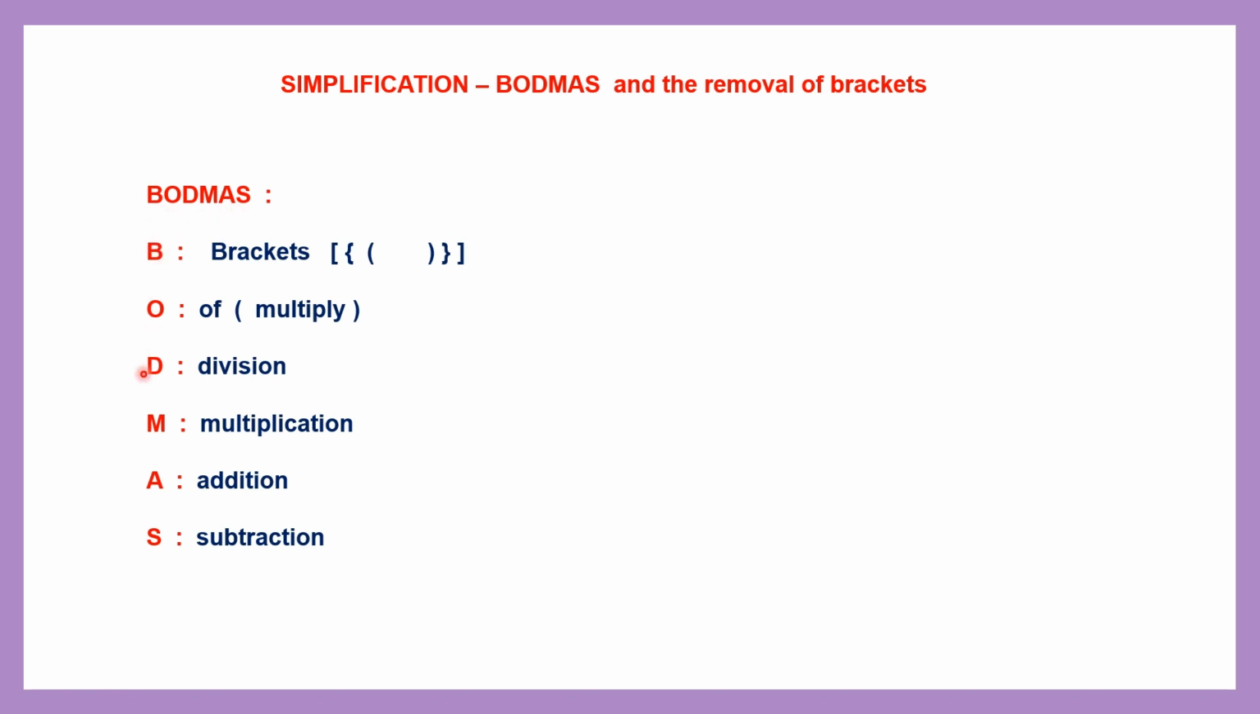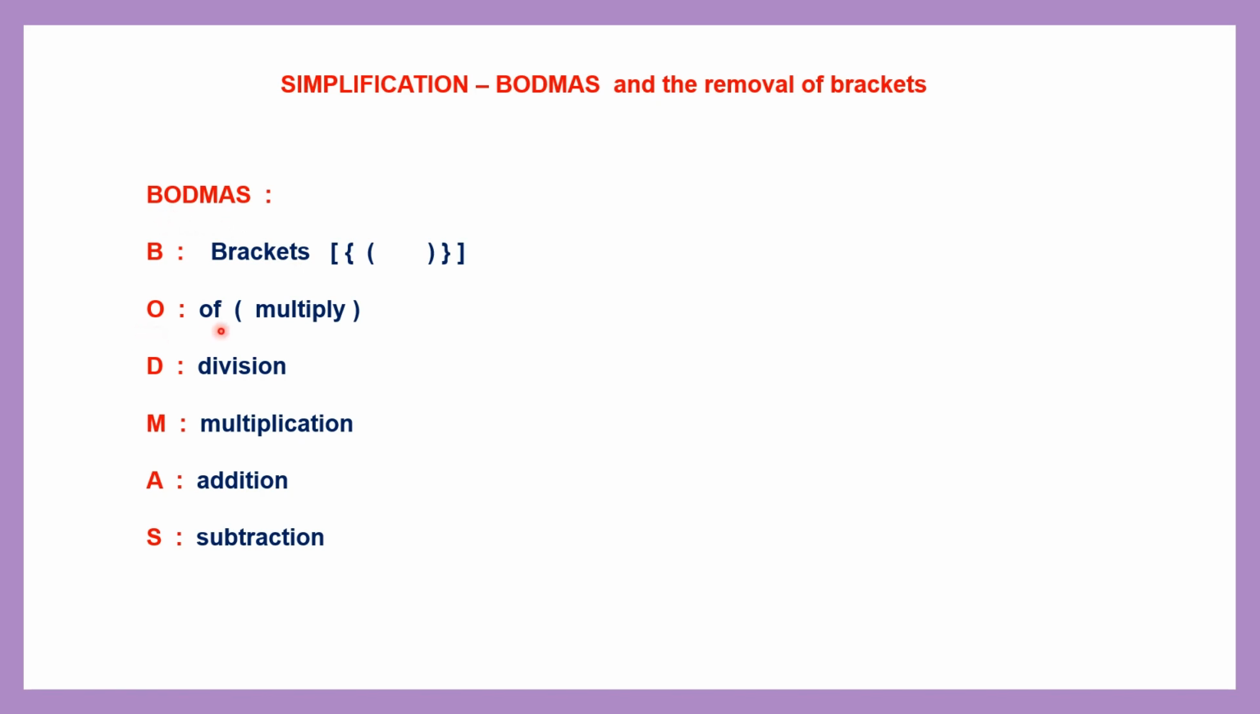Each letter of this stands for something, and this tells us the order in which operations have to be worked out. Suppose you have an expression with many operations. You have multiplication, you have division, you have subtraction, you have brackets. Which one will you do first? So the principle of BODMAS tells us that we have to work on operations based on this principle. That means if you have brackets, that has to be removed first.